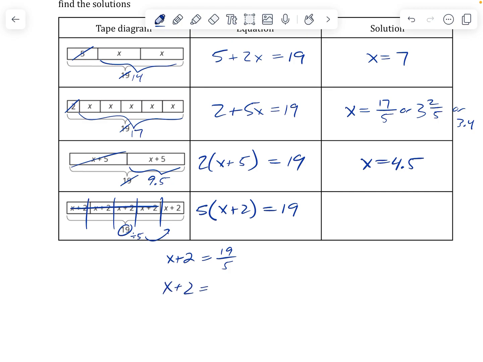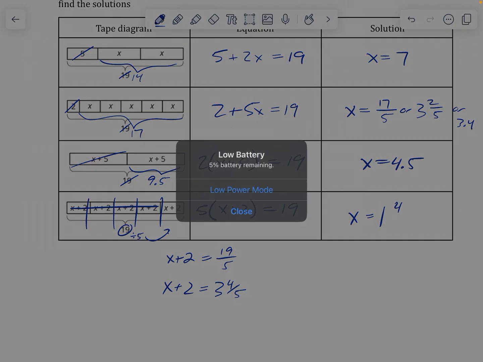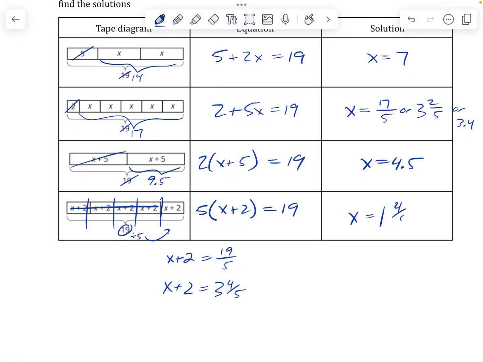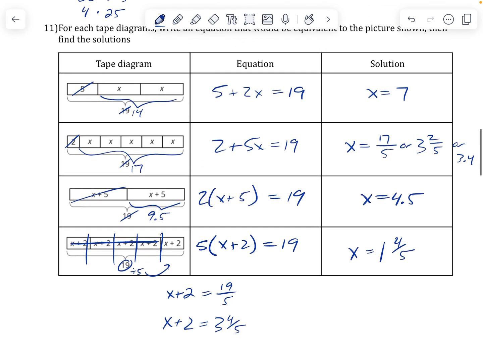So let me work it out a little bit. 19 over 5 is the same as 3 4/5. So then you can say, okay, what plus 2 gives me 3 4/5? And that is going to be 1 4/5. 1 4/5 plus 2 is 3 4/5. So that's my answer to question 11. I will do the long response in the next video.